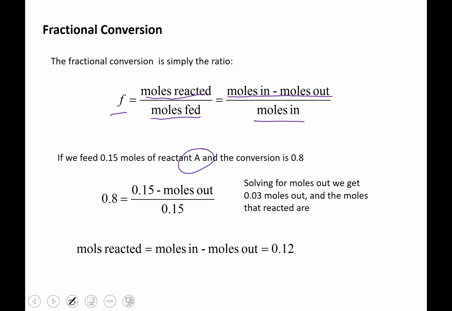So this is a simple reaction, and all you have to do is look at the process stoichiometry and make the calculation. Or you can use this value to help you calculate moles out. So here's an example. If we feed 0.15 moles of reactant A and the conversion is 0.8, this time we know the conversion, and this is how much we fed, so now we can determine the moles out. And so in this case, the moles out is 0.03 moles. So most of it has reacted.